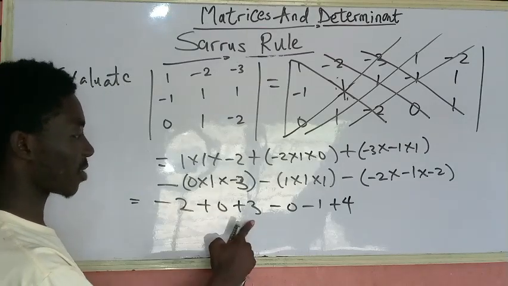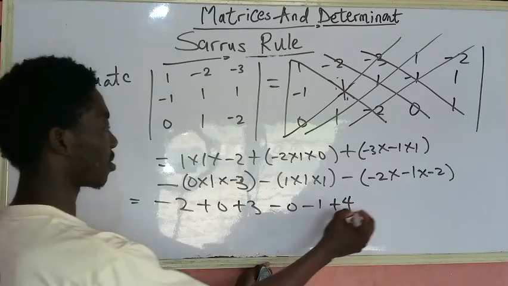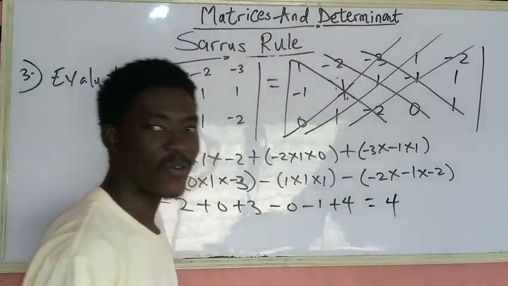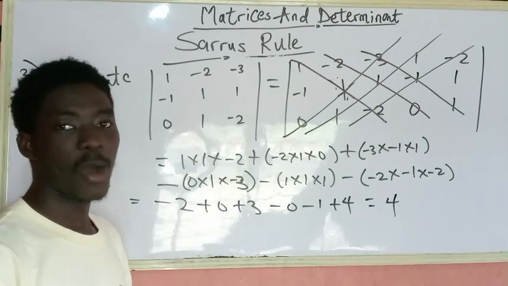So I have minus 2 plus 3, which is 1. 1 minus 1 is 0. So that goes out. So I'm left with my answer, which is 4. So you can see the power of Sarrus.